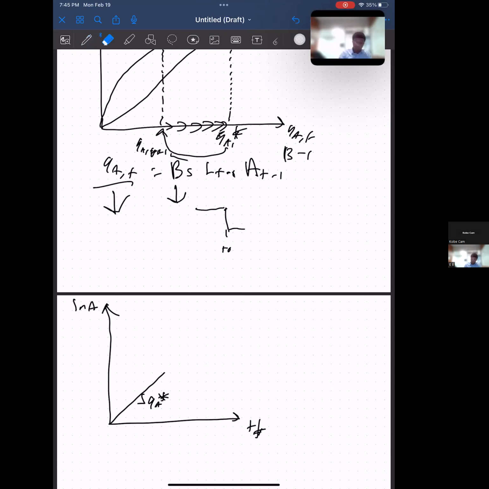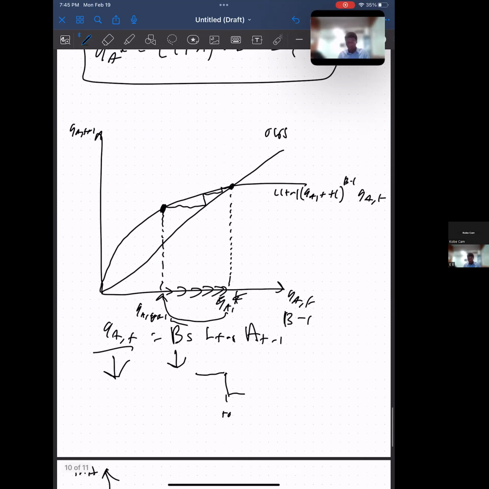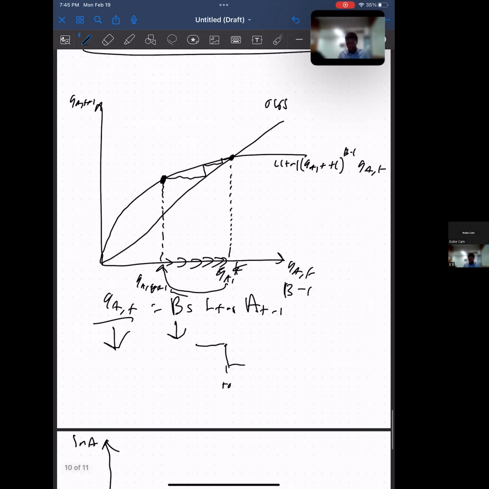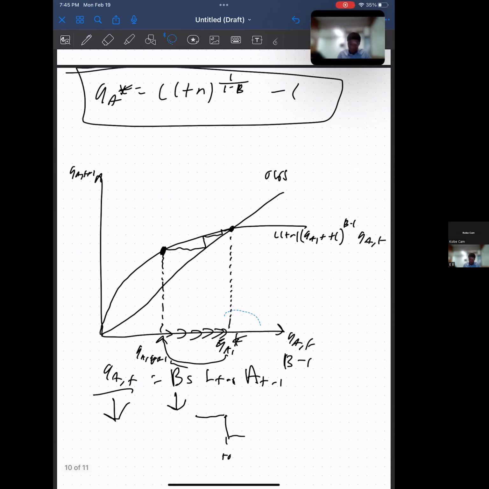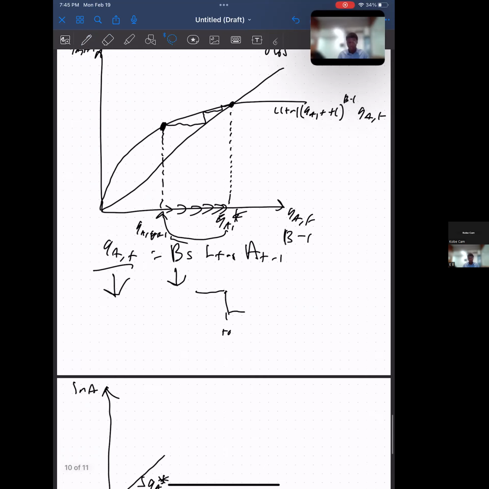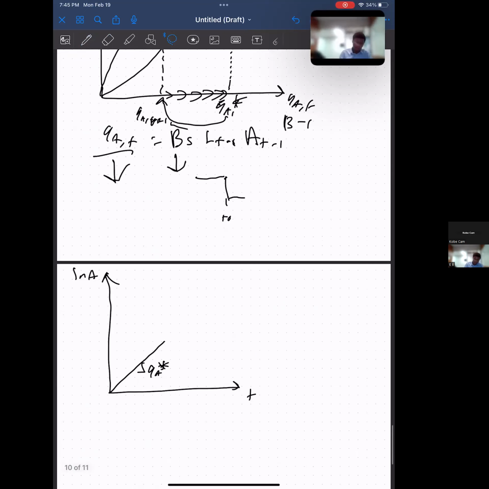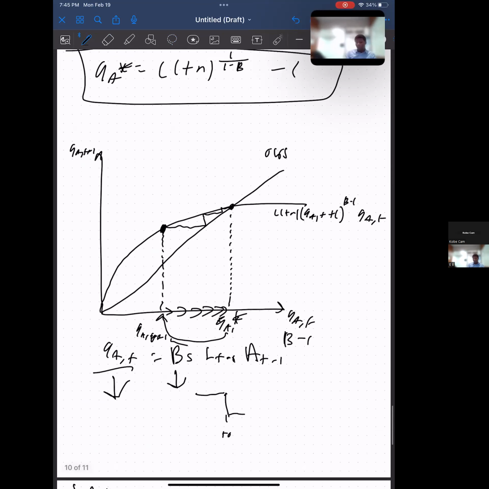Because where are we before time t0? We're at this steady state, right? We're at this steady state right here. So we know that's the same thing. Okay, now what? Well, something happens at time t0. We change technology, right? And look what happened in our phase diagram.